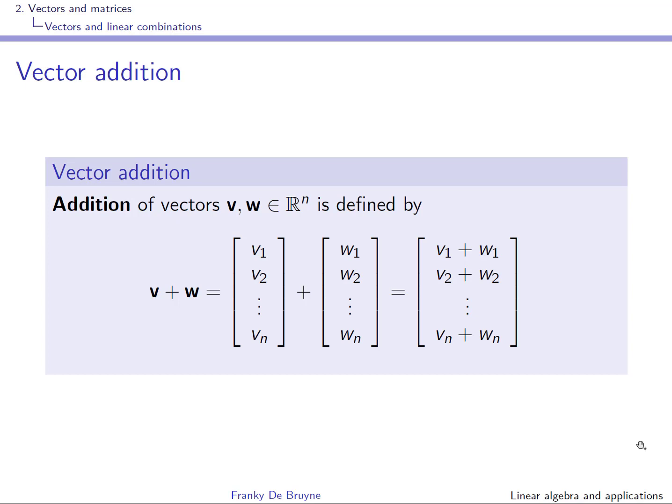Well, of course, you can add vectors V and W that are living in Rn, and this is simply done by adding their respective components. It's kind of obvious that you can only add vectors if they have the same dimensions, so they have to be what is called compatible.